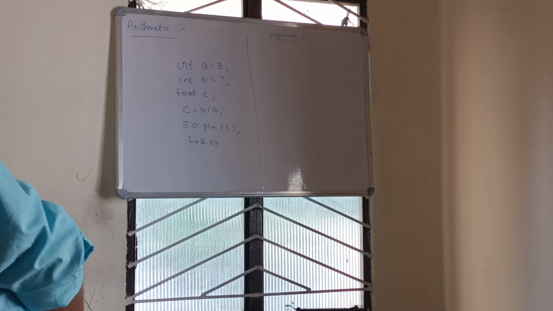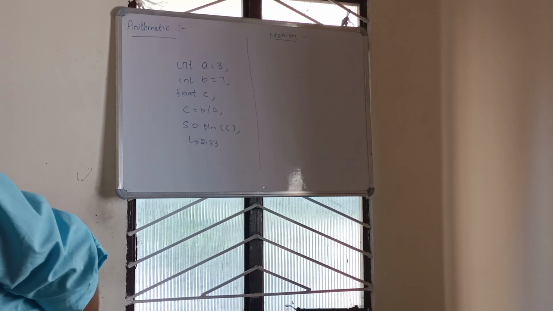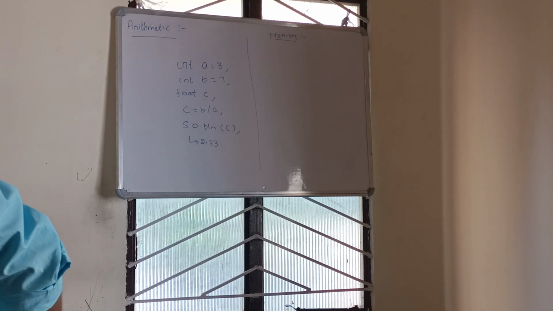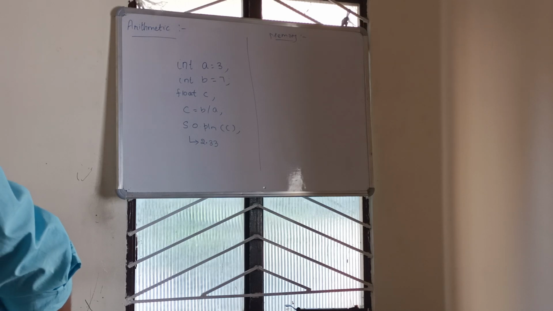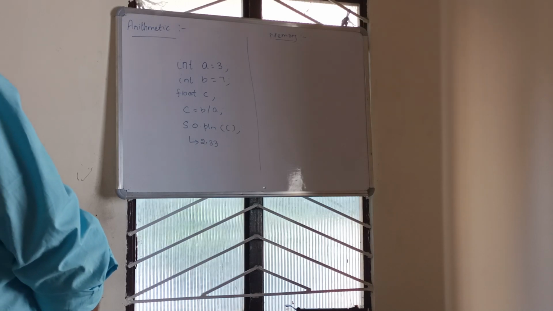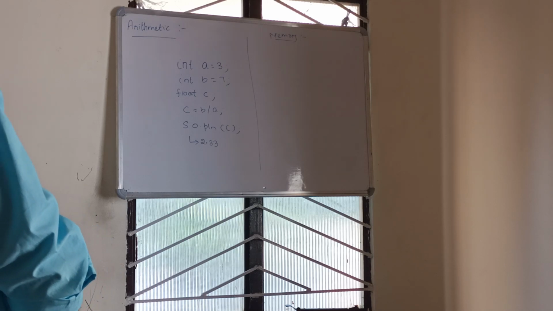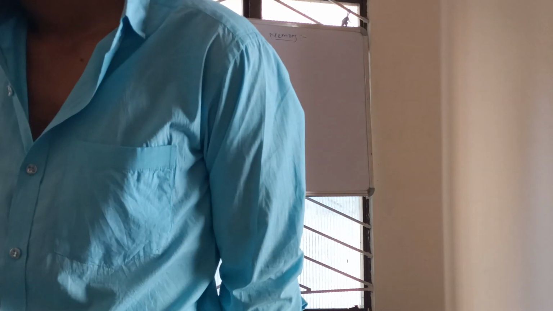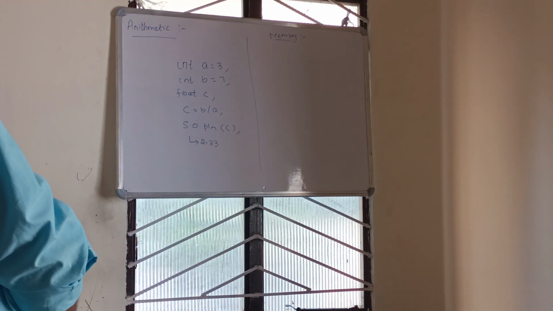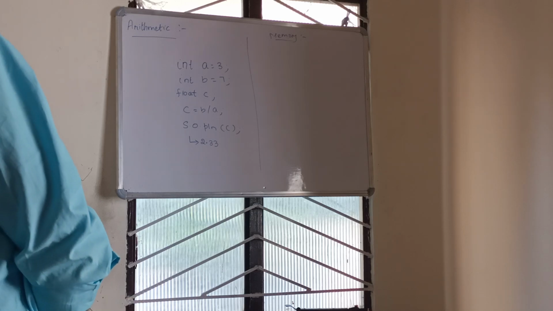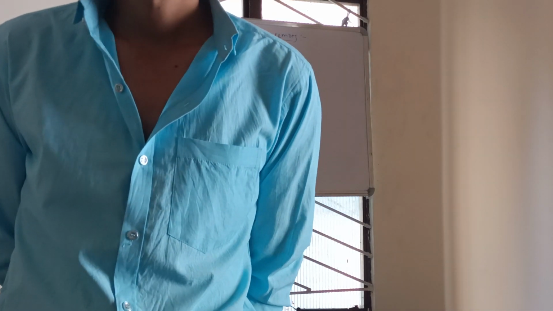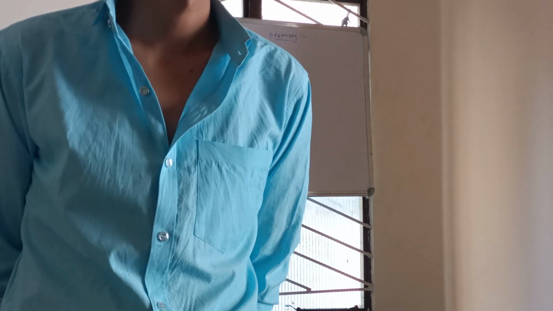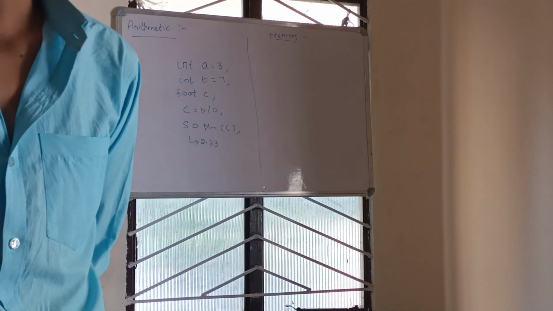2.33. Why you got 0? Why you got 0? Tell me. Two point zero. 2.0. Where is that 0.3333?